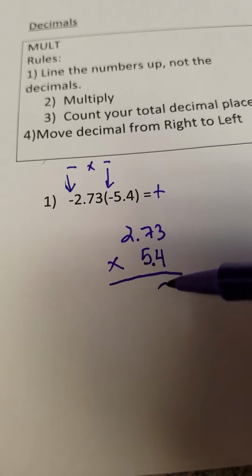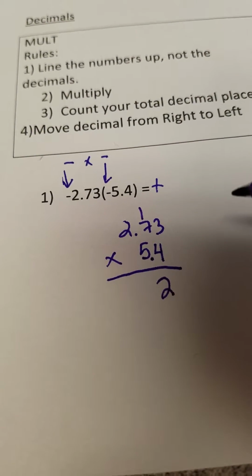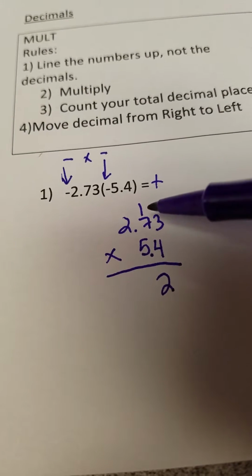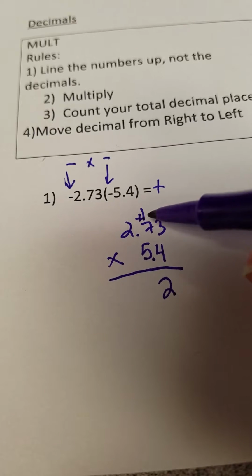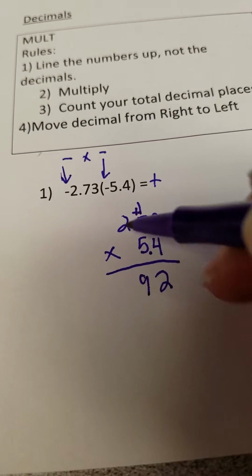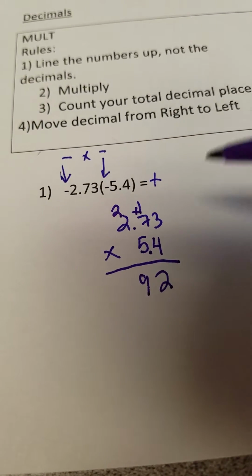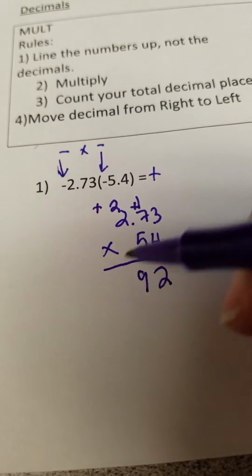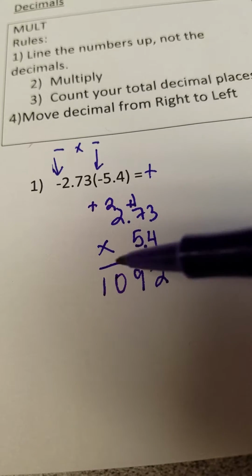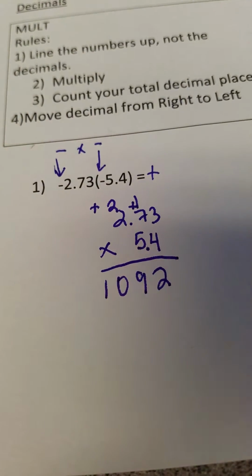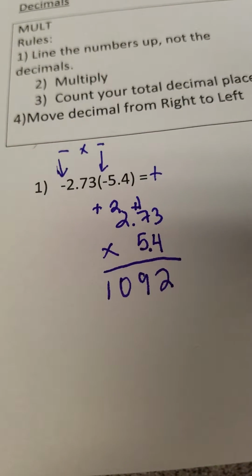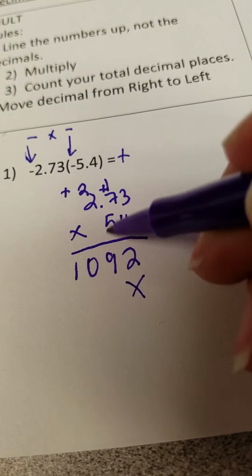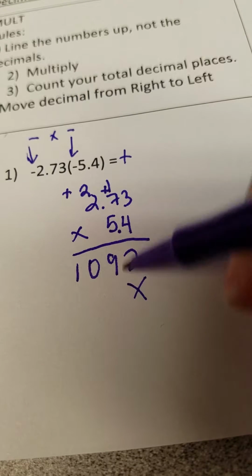4 times 3 is 12. Carry the 1. 4 times 7 is 28, plus 1 is 29. Put down the 9, carry the 2. 4 times 2 is 8, plus 2 is 10. Notice that I'm not bringing any decimals down. Leave the decimals alone. Just worry about the numbers. I'm going to put an X here because this 5 is in the 10 spot. It's not in the 1 spot.